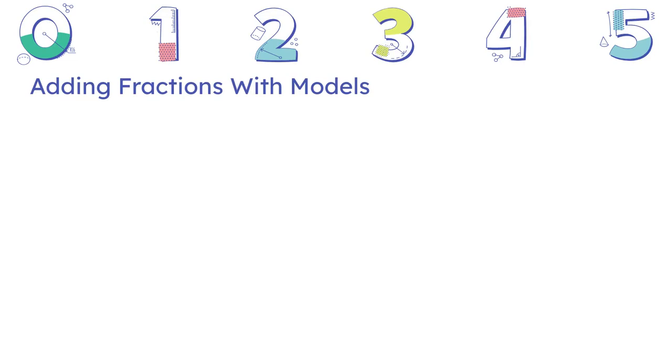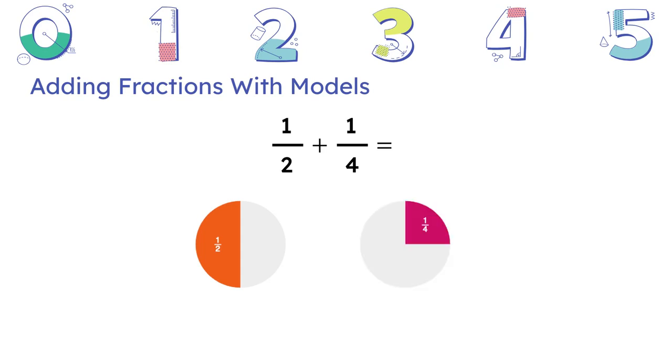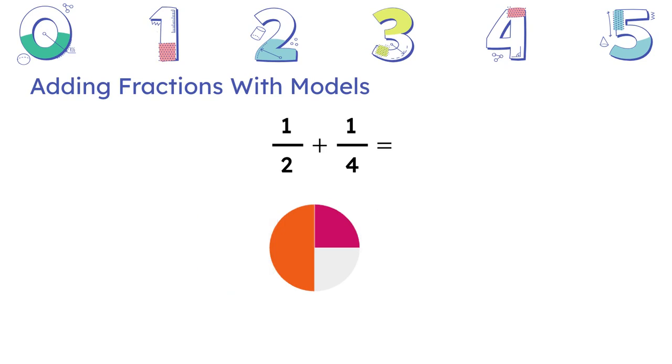Let's think about how we can model the addition of fractions with unlike denominators. Imagine we are asked to find the sum of 1/2 and 1/4. We'll start with a model of 1/2 like this. Next, we'll add a model of 1/4 like this. Then we'll think about putting the pieces together. Now, we ask ourselves, what does this fraction actually represent?